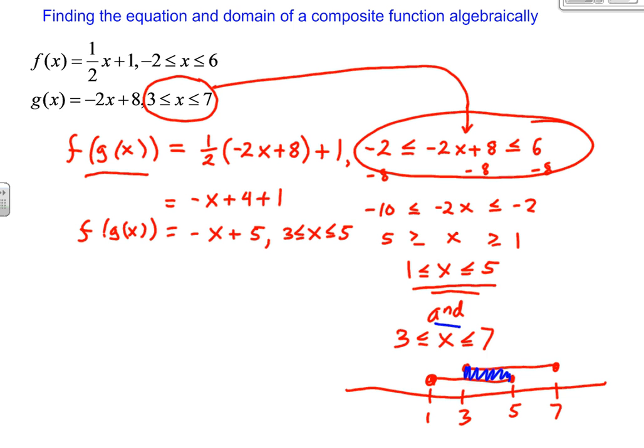The other reason you can't do f of g of x might be because the output from that, the negative 2x plus 8 part, isn't between negative 2 and 6. So those are two reasons, and that's reflected by these two different inequalities that we're considering at the end, which is these two down here.